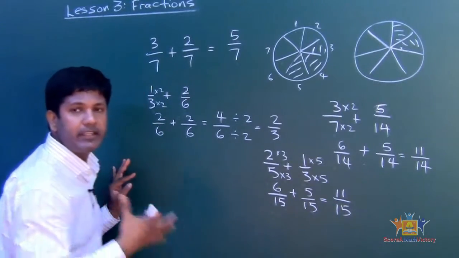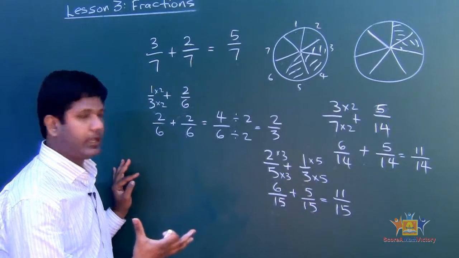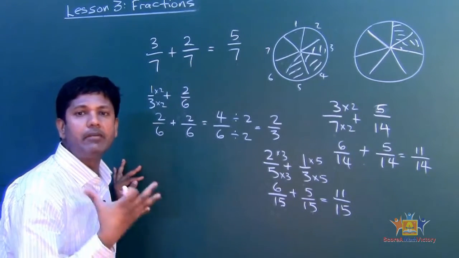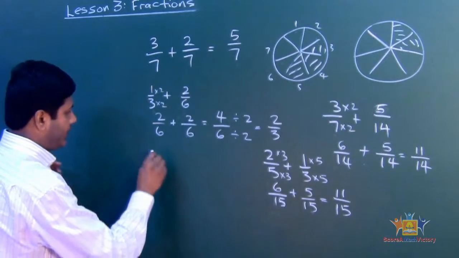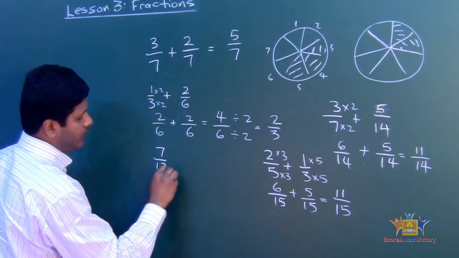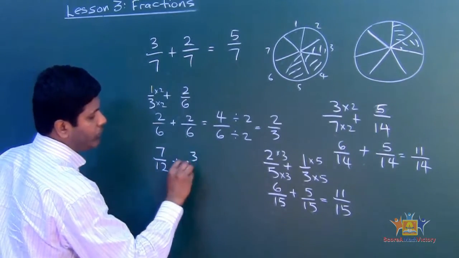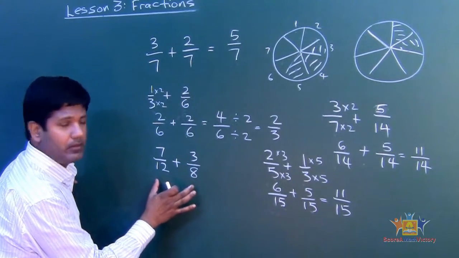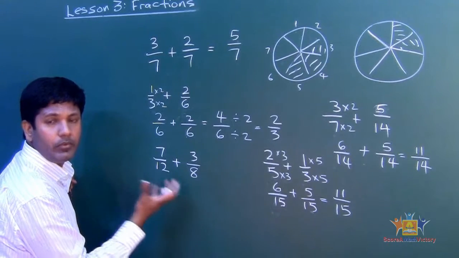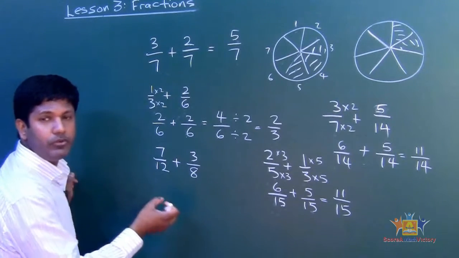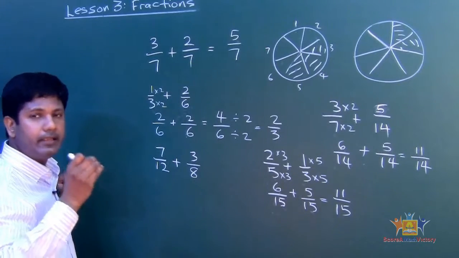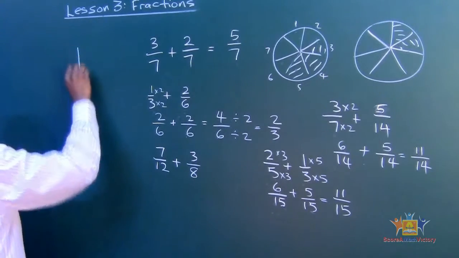Now what happens if I give you two fractions where you don't know what the common denominator would be? Let's say for example I give you 7 over 12 plus 3 over 8, and you want to find the lowest common denominator and you don't know what it would be. So what would you do? The best way to do it is using the one-leg ladder method.